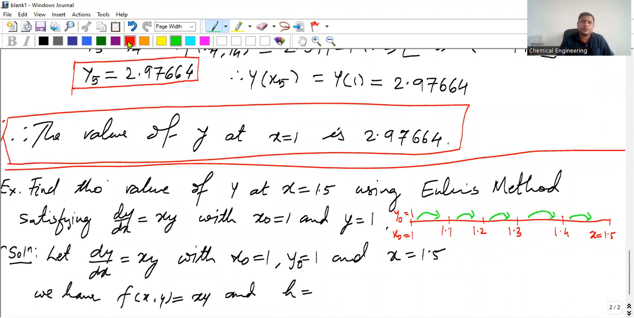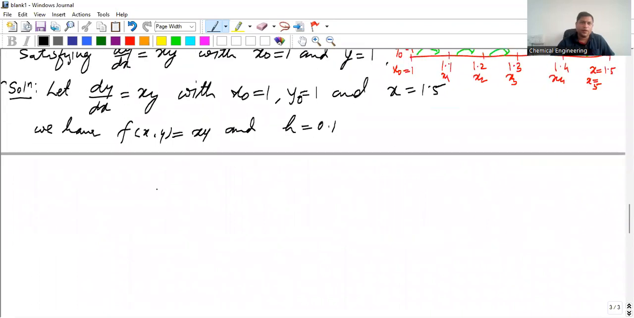Okay, what we have to do is consider these steps. So we can get y1, y2, y3, y4, and y5. This is going to be x1, x2, x3, x4, and finally x5. Here h is going to be 0.1. Now let us calculate. So we have all the data required to solve the differential equation numerically.